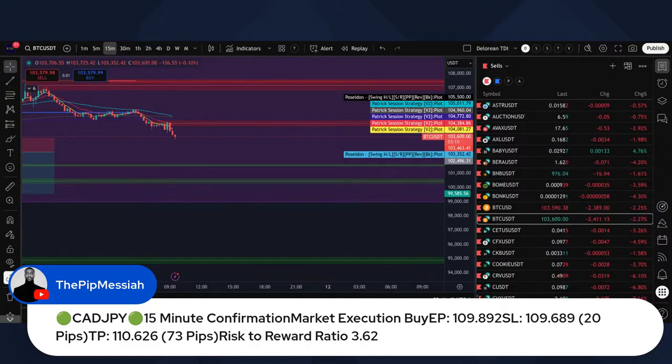We started with a buy on Great British Pound versus Japanese Yen. We went to a sell on CRV versus Tether. We have a sell on United States dollar versus Hungarian forint. We have a buy on soybeans, and we have a buy on Canadian dollar versus Japanese yen.